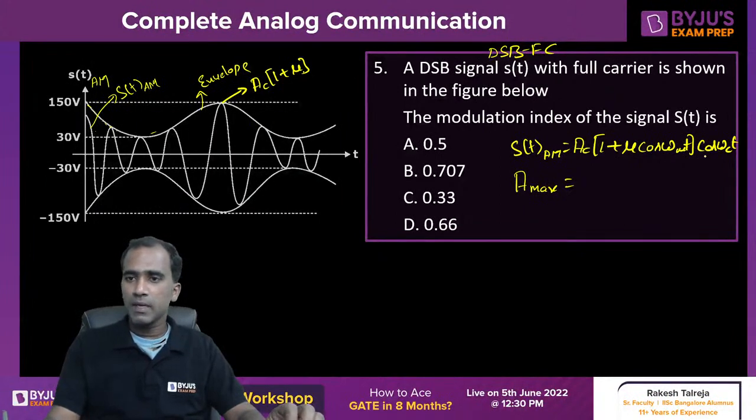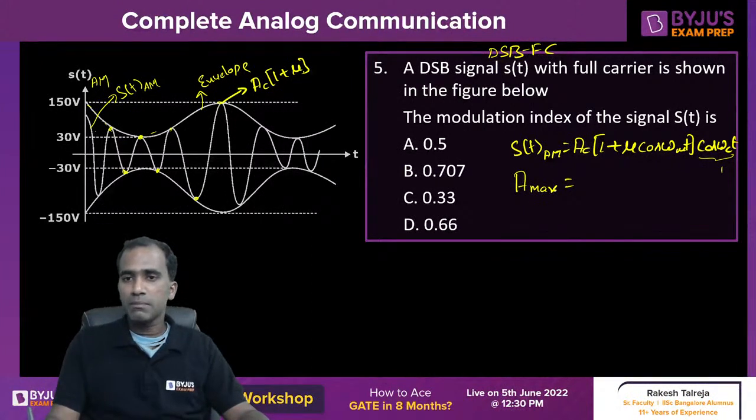If you want the maximum peak, this should become 1, and whenever this cos omega ct becomes 1, we get peaks. See this one? This is a peak. This is a peak. This is a peak. And whenever the cos omega ct takes the value minus 1, we get negative peaks. See this one? These are the negative peaks which we get when cos omega ct becomes minus 1.